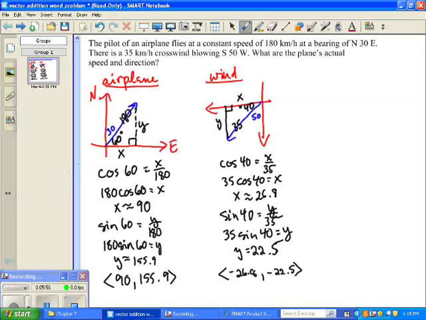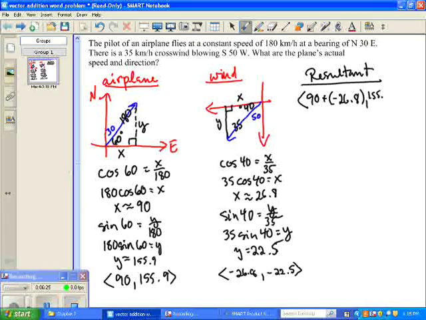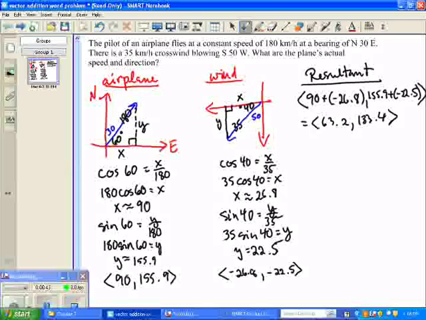So now we have to find the resultant vector. We took the two vectors apart, but really we want to see what effect the wind has on the airplane. So we need to add the two vectors together. So the resultant, we add them. We have 90 plus negative 26.8, and then at the y component, 155.9 plus negative 22.5. When we add those two together, the result is 63.2 and 133.4. So we're still in the first quadrant. The wind has knocked our airplane off its course, but we're just in a different place now.